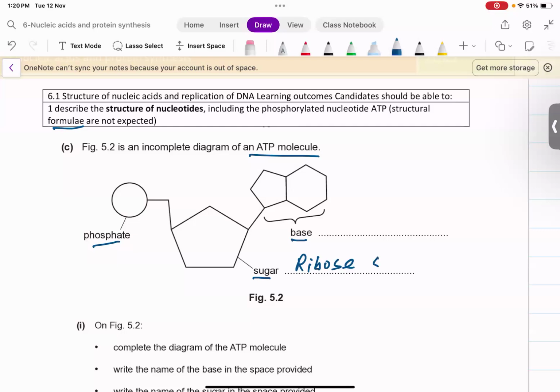And what is the nitrogen base? It is adenine. So this is actually adenosine triphosphate. But this has one phosphate, so this would be an AMP, adenosine monophosphate, as there is one phosphate.